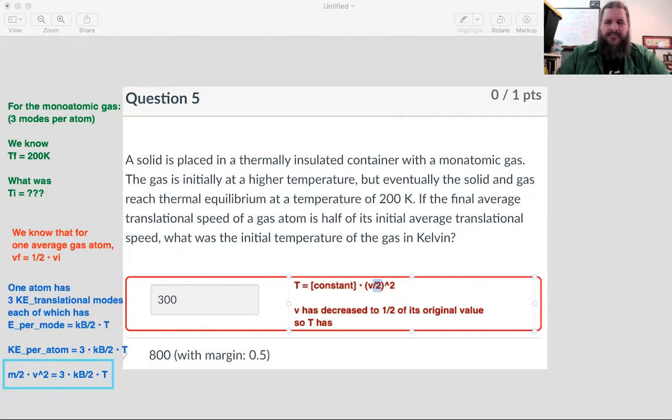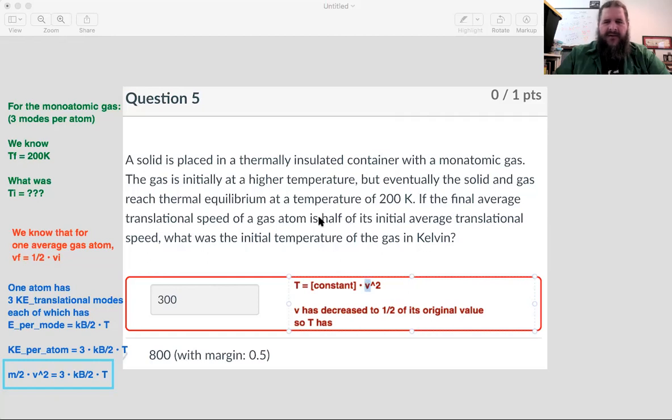I'm kind of confused about the question. Which question? Oh, just like the one you're asking. What happens to the temperature? Yeah. We got to consider what happens to the temperature as the speed drops to 1/2.